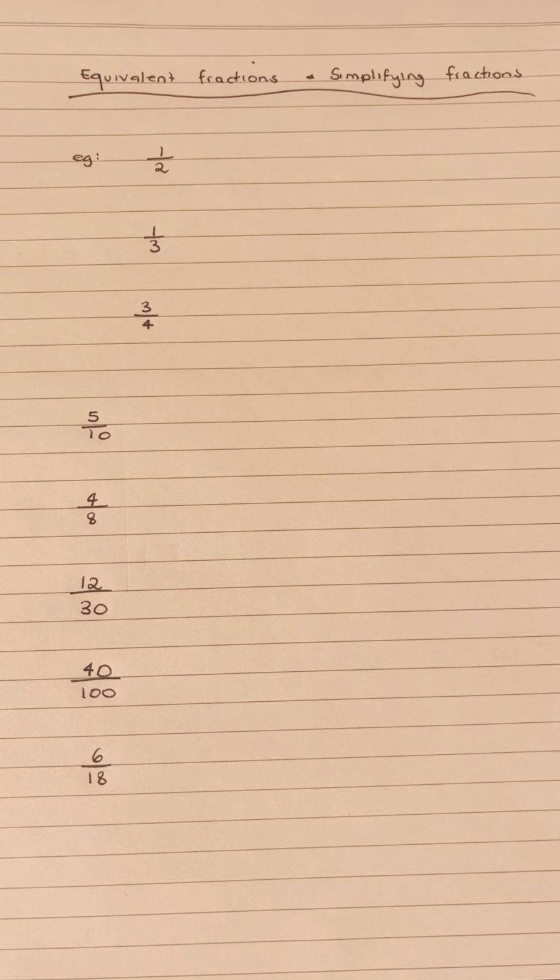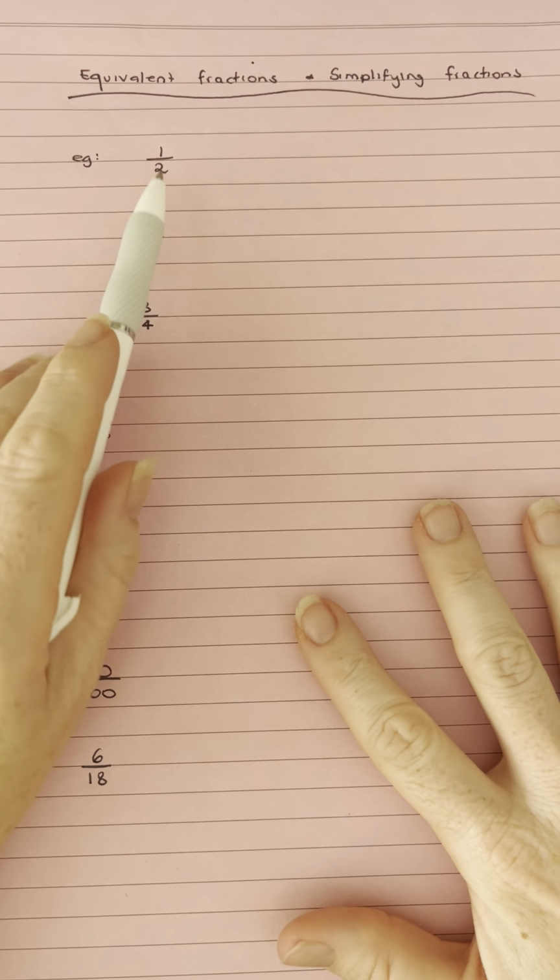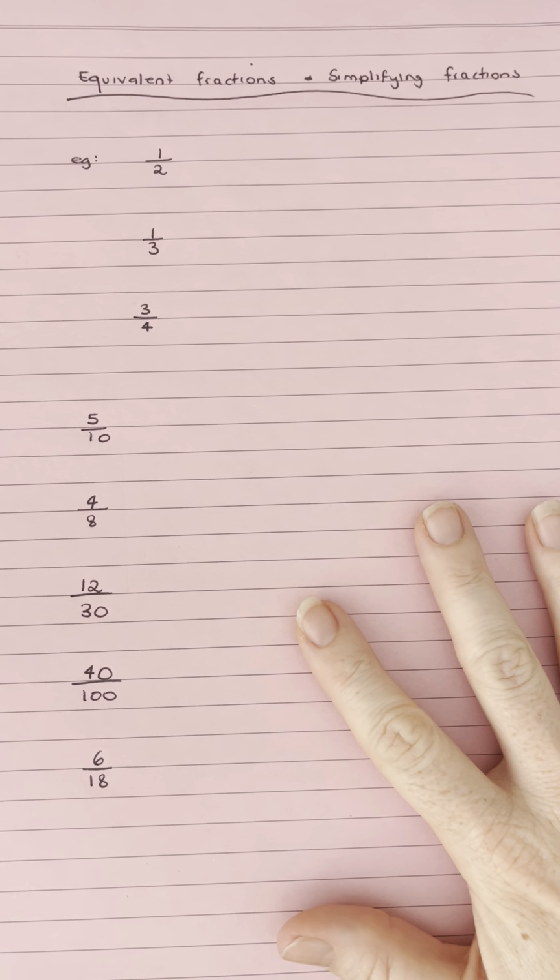We're going to look at some equivalent fractions and simplifying fractions. Now, when we talk about equivalent fractions, we're saying that they will simplify to the same base fraction. So they're the same quantity, just in a higher factor or lower factor. So we've got a half. We can write equivalent fractions for that.